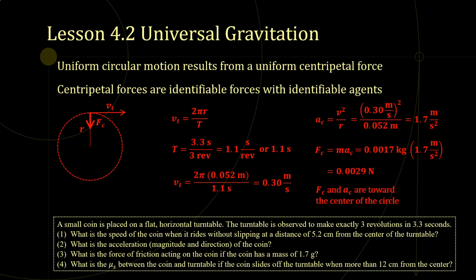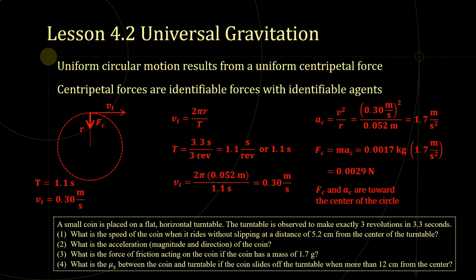So I'm going to list 2 additional variables here. I'm going to list our period, and I'm going to list our tangential velocity from this part of the problem. We know our radius is going to be different because the problem says it. The problem says that in part 1, I have a radius of 5.2 centimeters. In part 4, I have a radius of 12 centimeters from the center. So obviously the radius is going to be different.